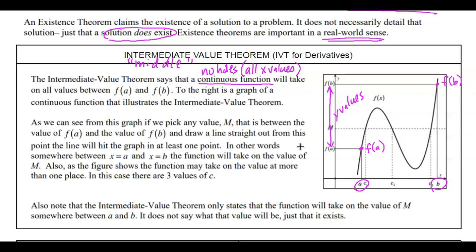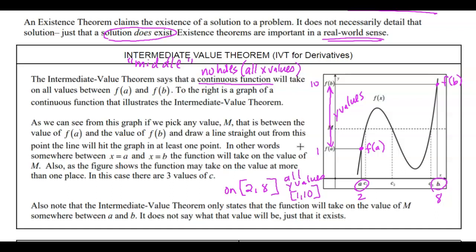Let's just take numbers. Let's say this y value is 1, and this x value is 2. And then this y value is 10, and this x value is 8. What it says is on 2 to 8, all y values from 1 to 10 will be represented at least once. So that's what it means.